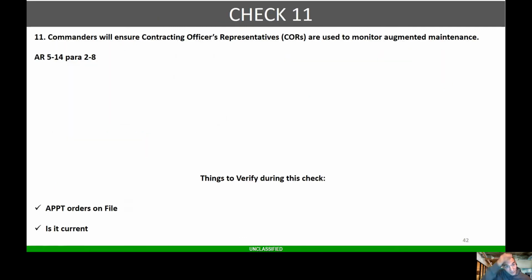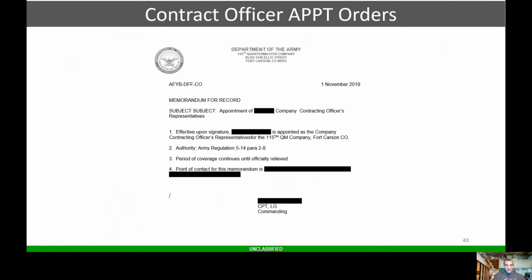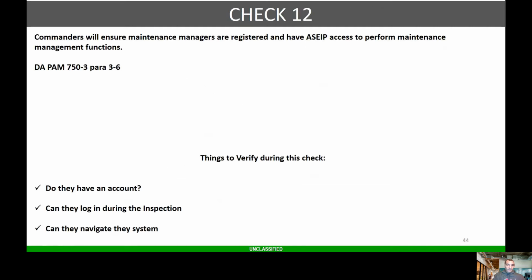Check 11, commanders will ensure contracting officer representatives are used to monitor. If you have augmentee maintenance, you should have a contact or a COR, with an appointment on file that is current. This is just an example of the appointment order memo for the contracting officer.